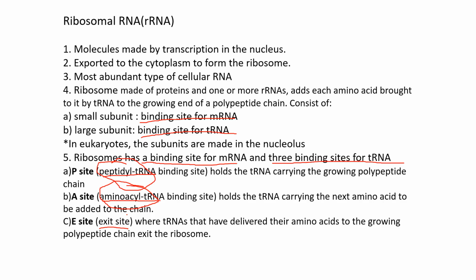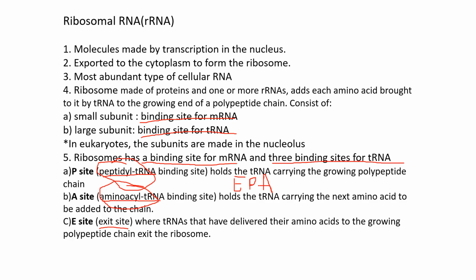So from left to right, the sequence will be EPA. Look at the diagram. E is the exit, where the tRNA that has already delivered its amino acid will exit the ribosome, and then the P site is the site where it holds the tRNA carrying the growing polypeptide chain. The A site is the site where the tRNA carries the next amino acid to be added to the chain.